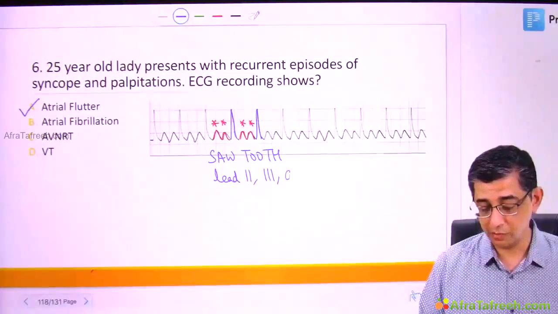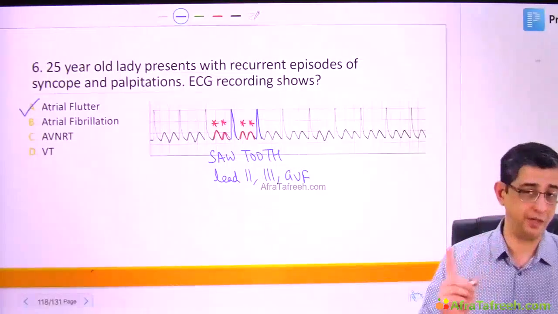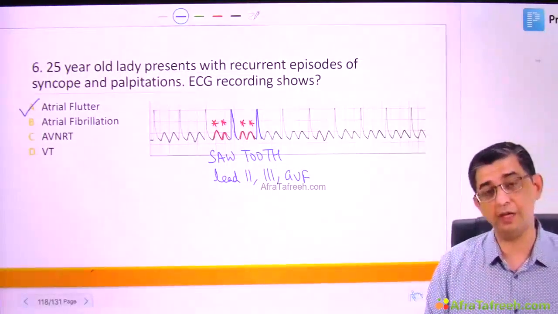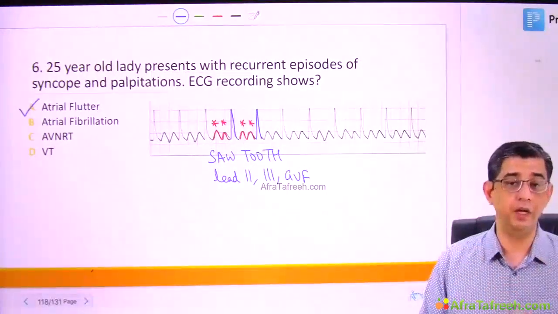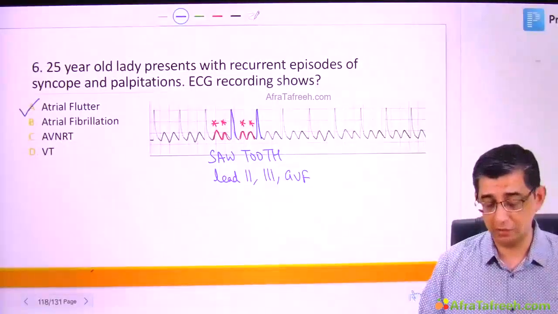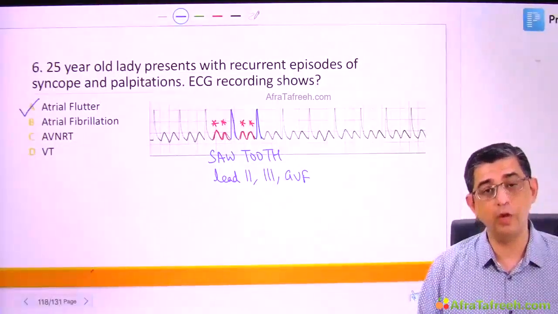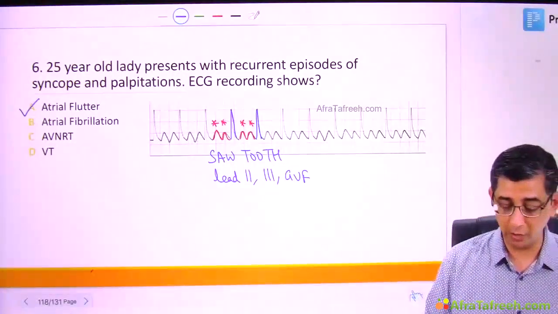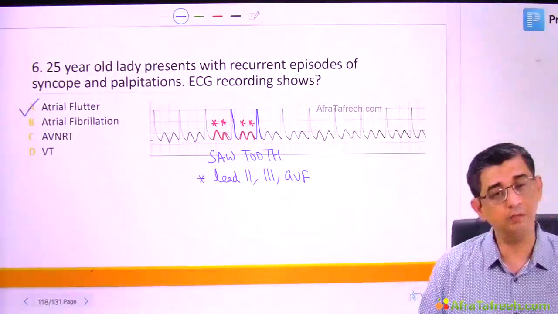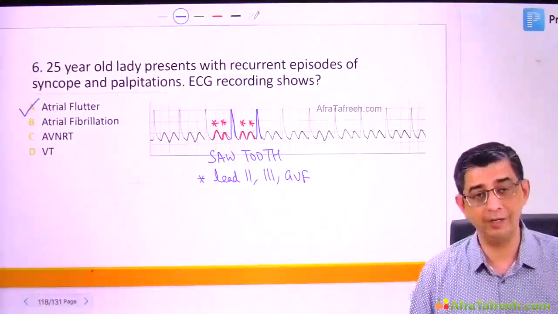And why that is so is because of the macro reentrant circuit. If you go through the literature of atrial flutter, I have highlighted that there is a macro reentrant circuit in the right atrium, and the right side of the heart can be evaluated using the following leads. The remaining leads may or may not show these abnormal waves, but yes, leads 2, 3, and aVF will always be spot on to pick up atrial flutter for you.